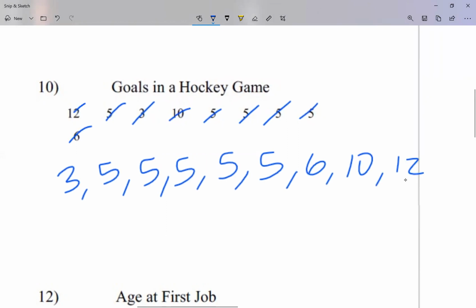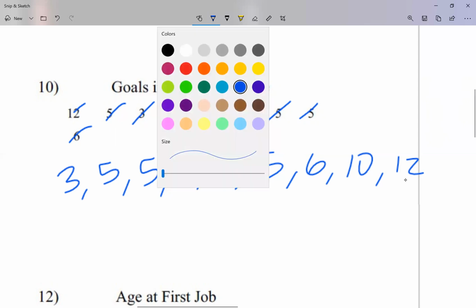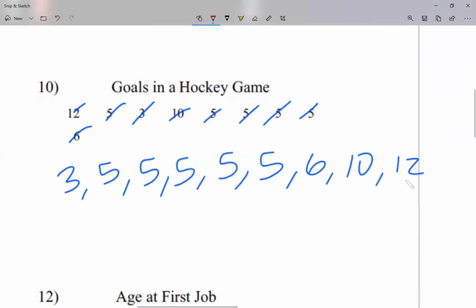Like I said, I wrote my numbers from small to large. And that's the hard part. That's really the hard part. Now what I want to do is find the number in the middle, right? The median is the number in the middle.